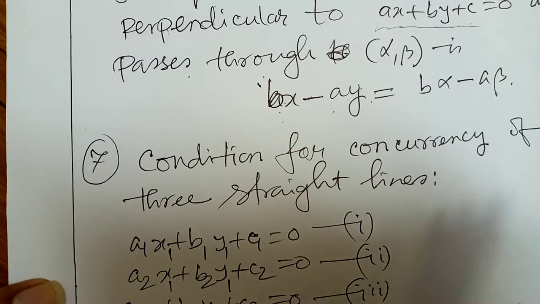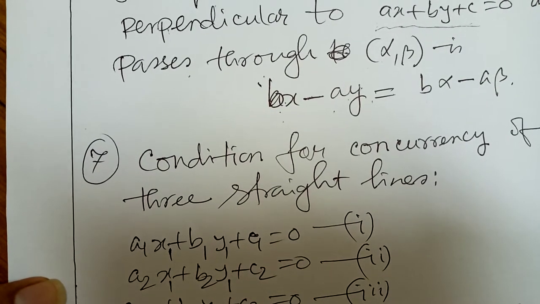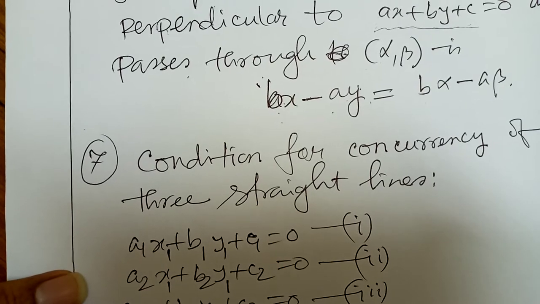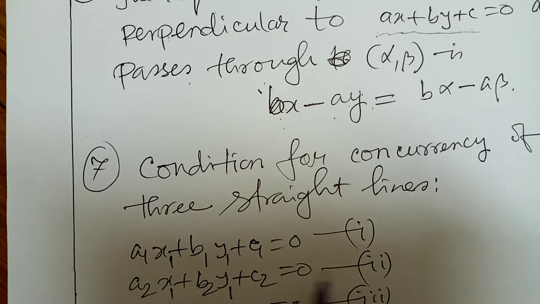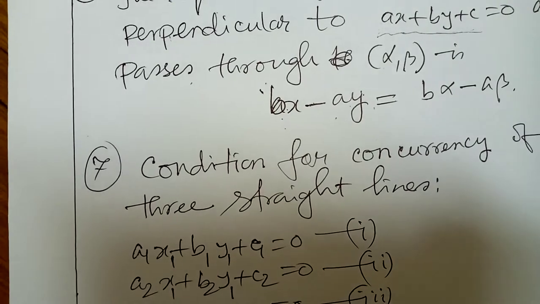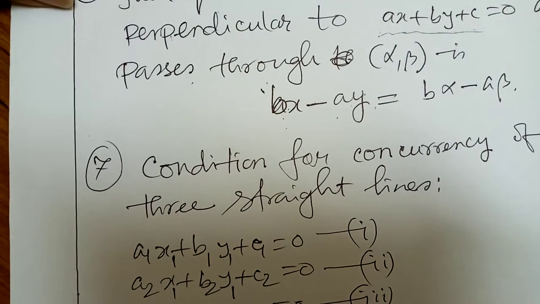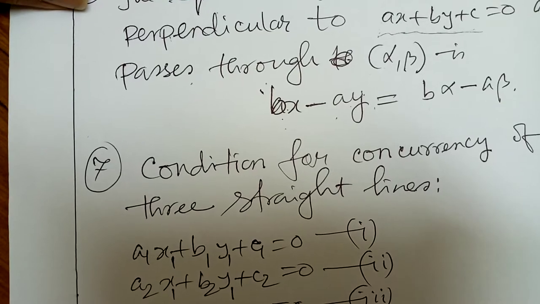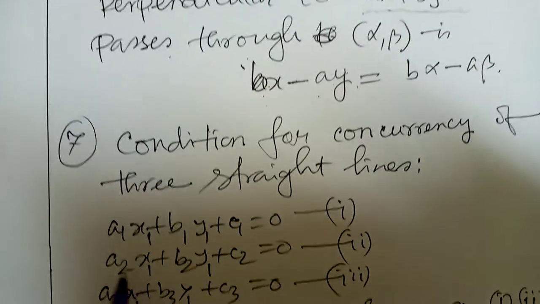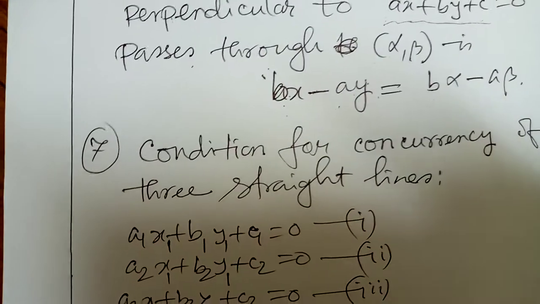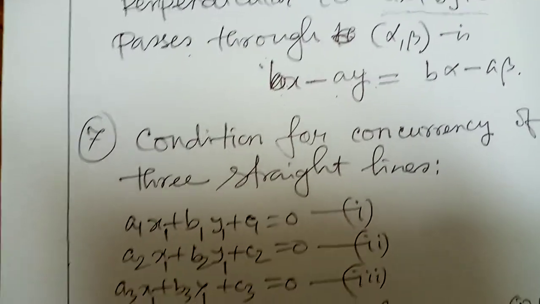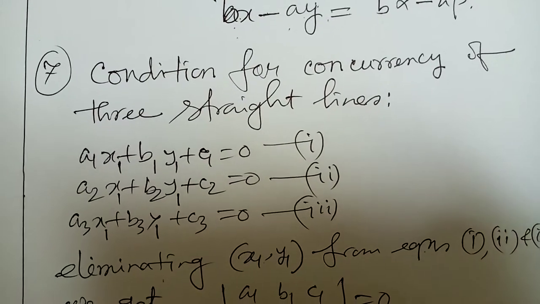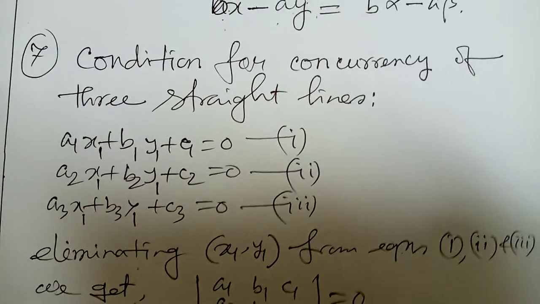Condition for concurrency of three straight lines. When three straight lines are concurrent, given the equations of three straight lines, eliminating x1 and y1 from equations 1 to 3, we get the determinant of a1 a2 a3, the coefficients of x1, y1 and the constants equal to 0, which is the required condition of concurrency.